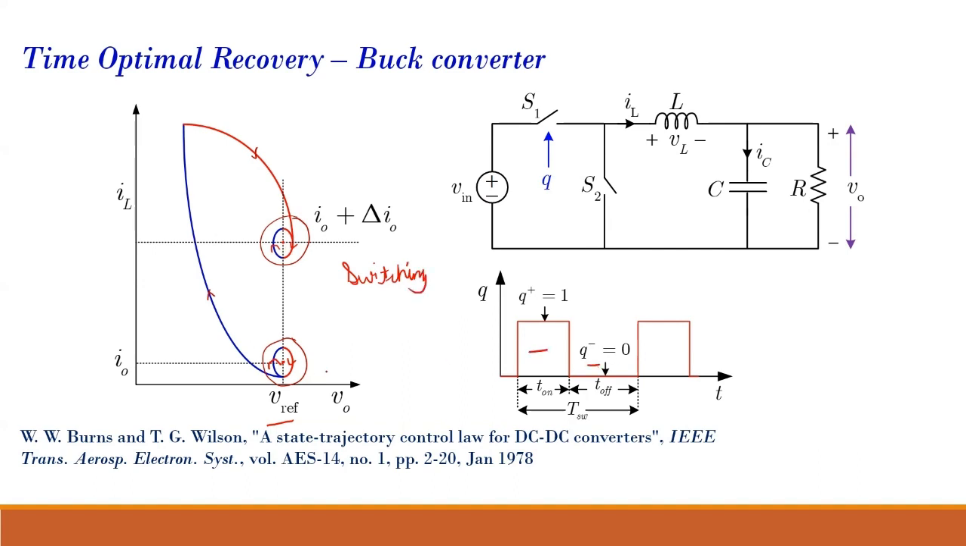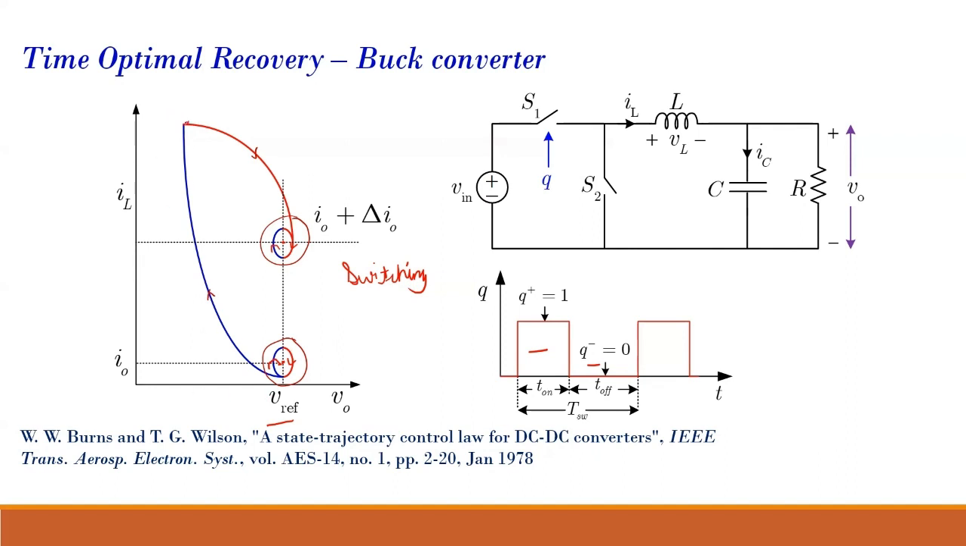Now what I want is for my response to go from this point to this point in one switching cycle. If it works as per my design, it will start at this point and go when the switch is on. Inductor current will keep on increasing, and my output voltage will fall a bit.